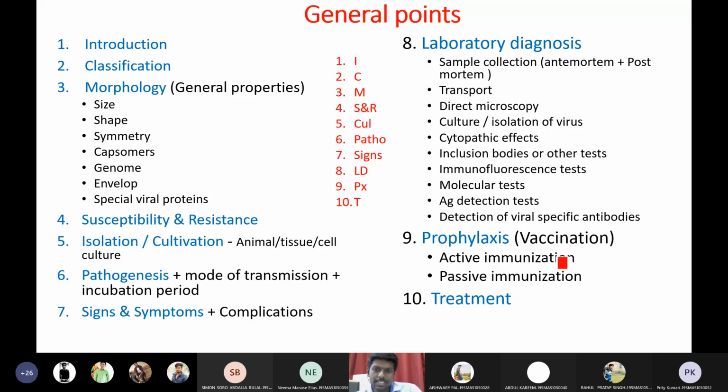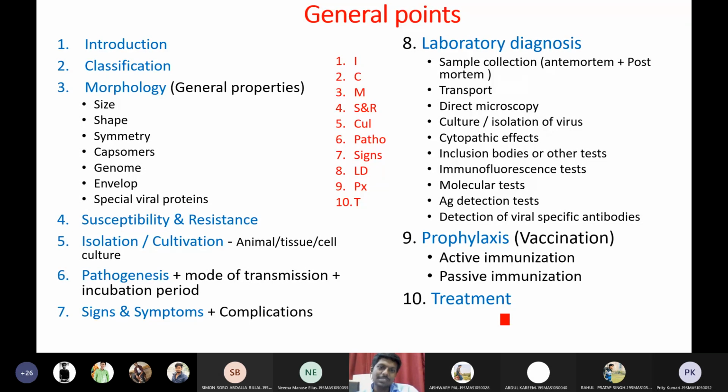Then coming to prophylaxis. Prophylaxis means prevention before getting the infection, that means simply vaccination. What type of vaccines can you give for this virus infection? What type of active immunization can you give for a poliovirus infection, and what type of passive immunization protocols can you implement? So you can write both active and passive immunization, and you need to write the treatment of the virus. What type of drugs are available to treat this particular virus?